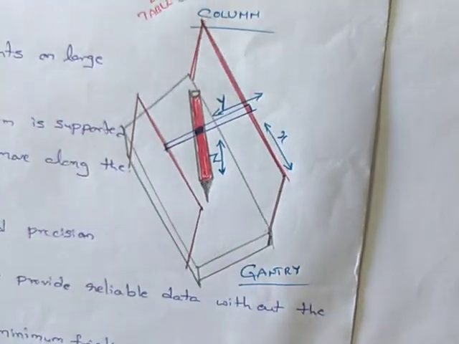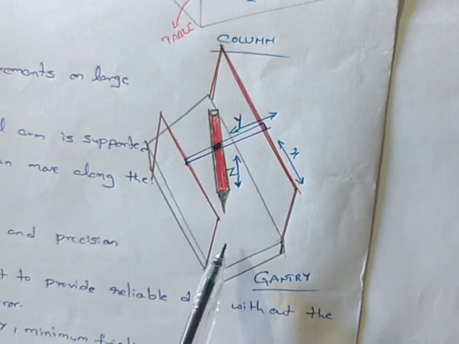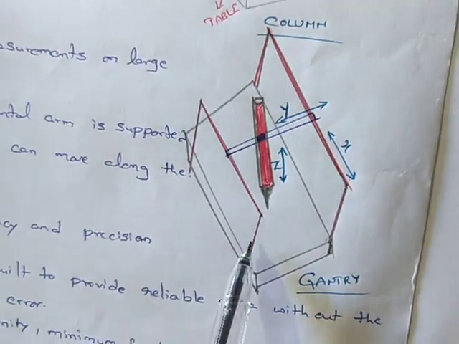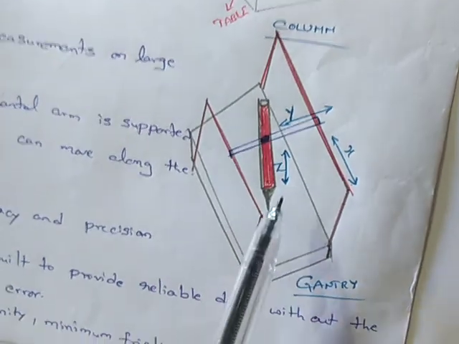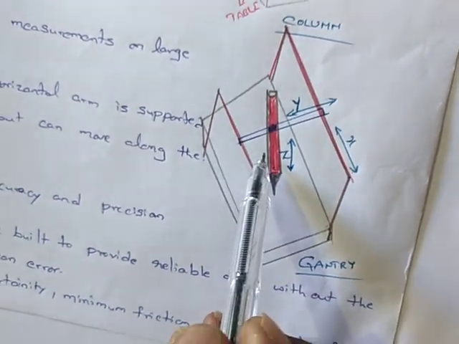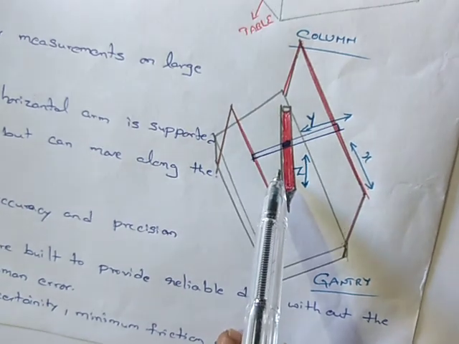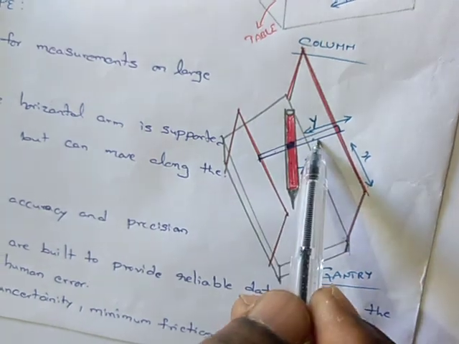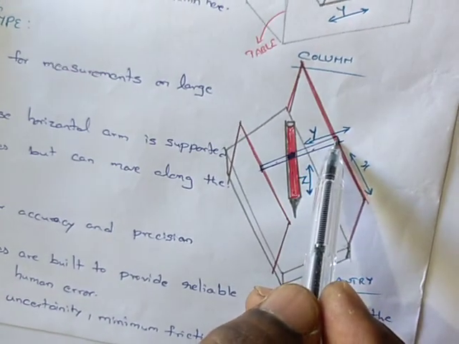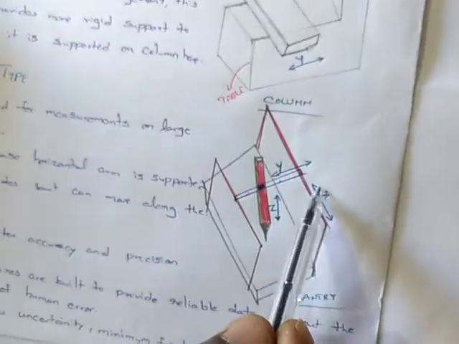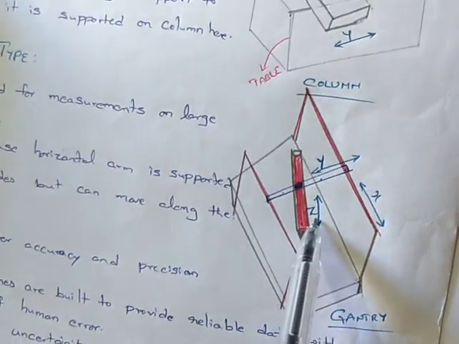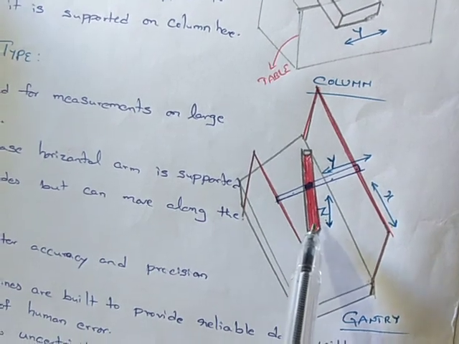The last one is the gantry type. This is more suited for large workpieces. In this case the horizontal arm is supported on both sides but can move along the x direction. This method has better accuracy and precision.